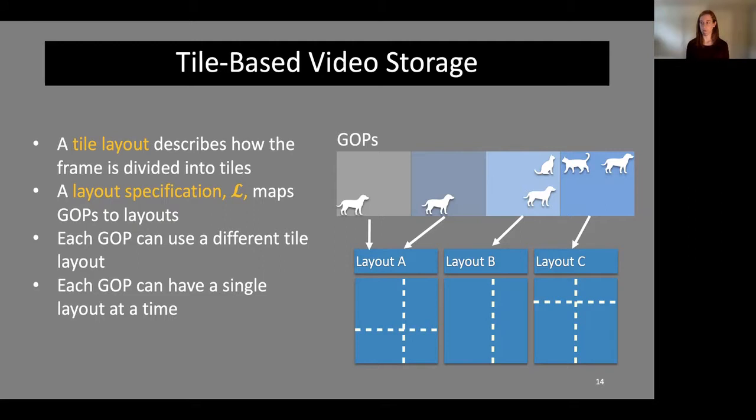One restriction of our problem formulation is that we make it so that each GOP can only have one tile layout at a time. For example, we don't keep around one layout around dogs and another around cats.